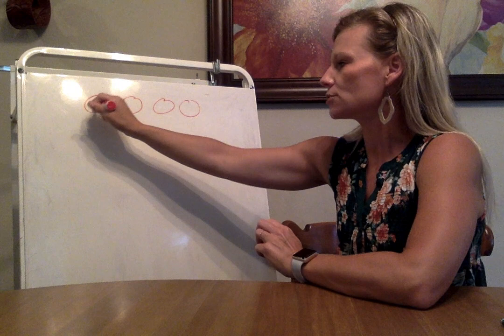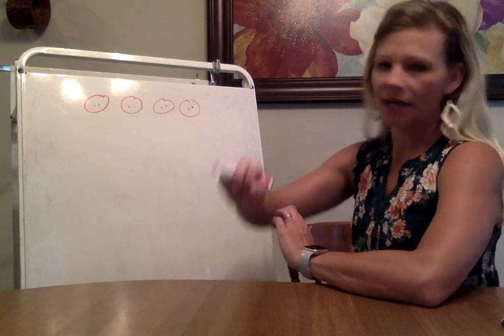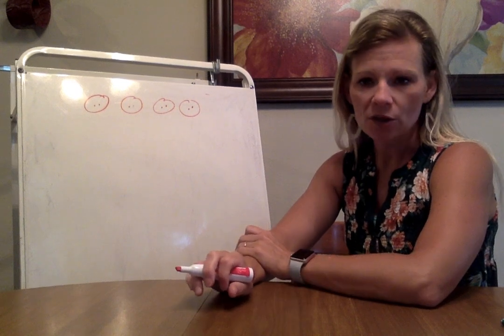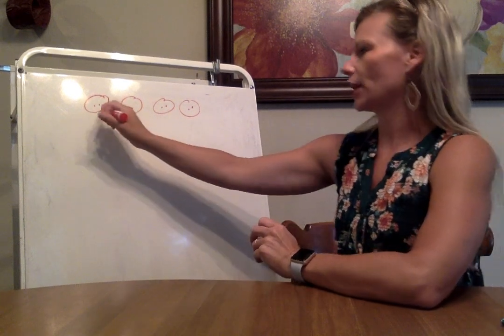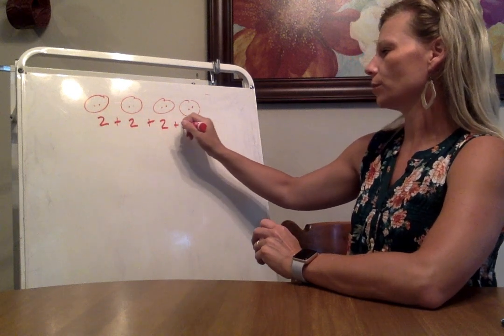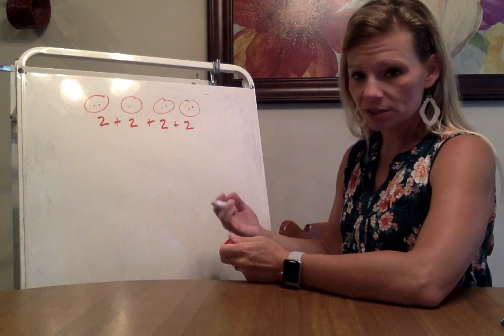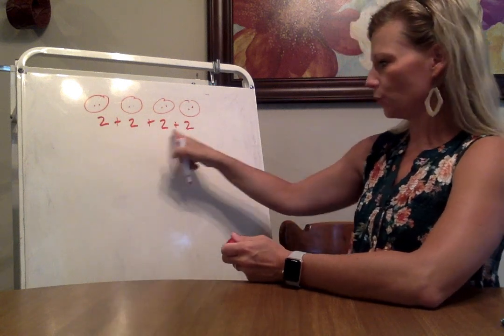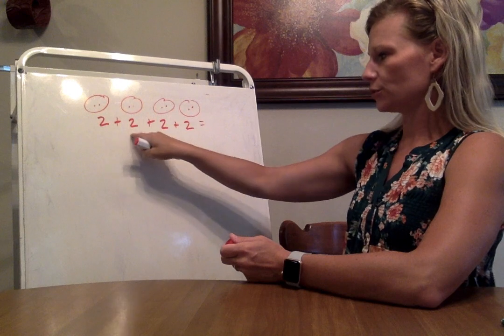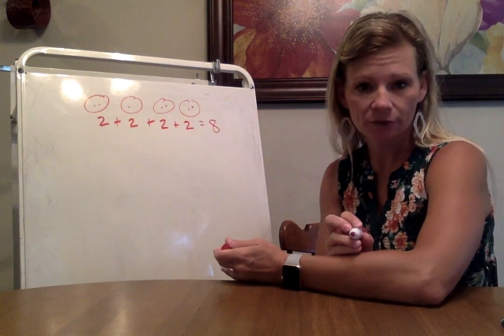So this duck has 2 feet, this duck has 2 feet, this duck has 2 feet, and this duck has 2 feet, right? Well, if we were to add this, it would look like 2 plus 2 plus 2 plus 2, right? That's 4 groups of 2. 1, 2, 3, 4 2s. And I know that 2 and 2 is 4, 2 and 2 is 4, 4 and 4 is 8. So that's 8 feet, right?